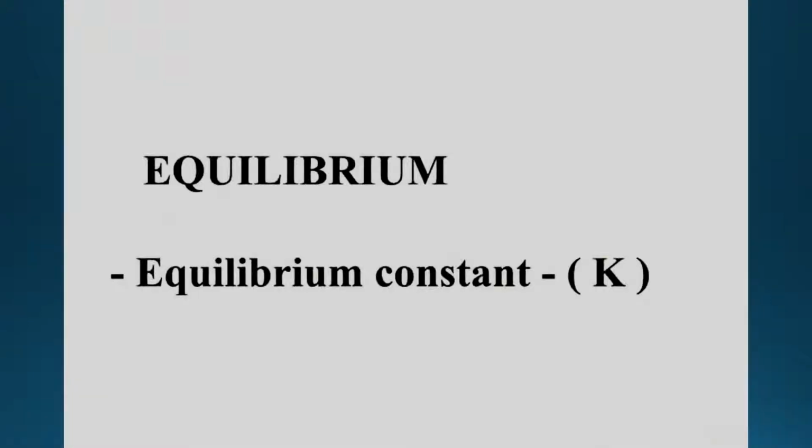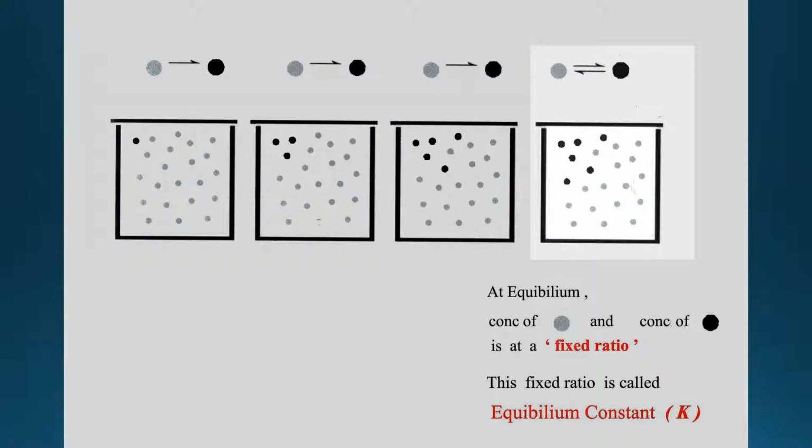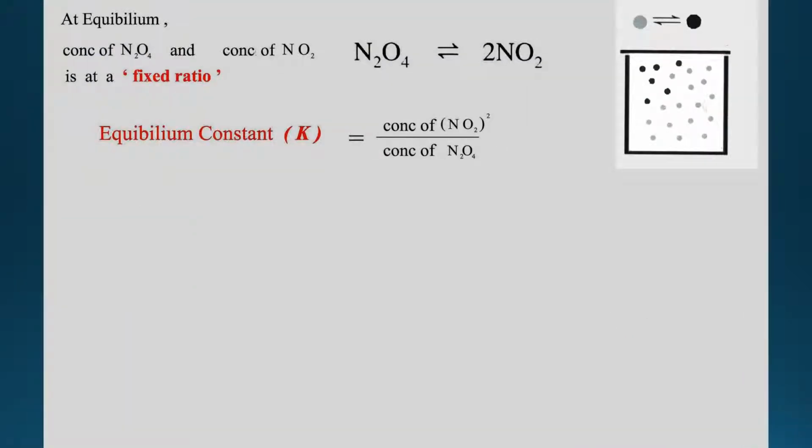Equilibrium constant. At equilibrium, the concentration of the light and the concentration of the dark are at a fixed ratio, and this fixed ratio we call an equilibrium constant. At equilibrium, the concentrations of the reactant and the product are at a fixed ratio. That's called the equilibrium constant. Now we're going to examine it in further detail.